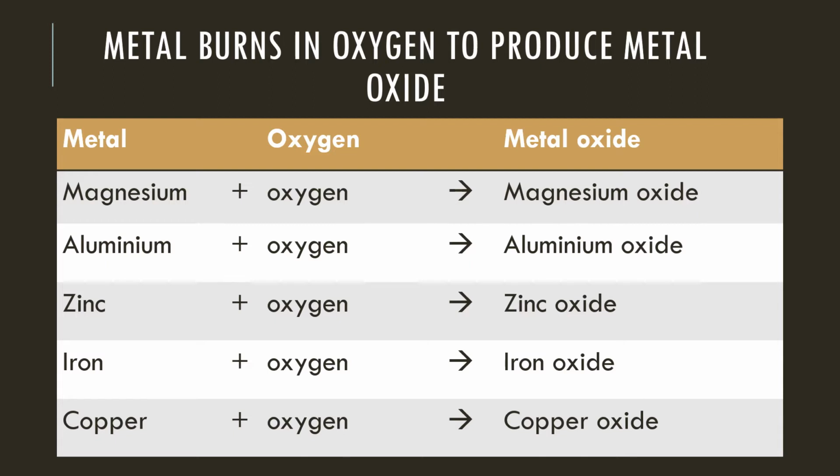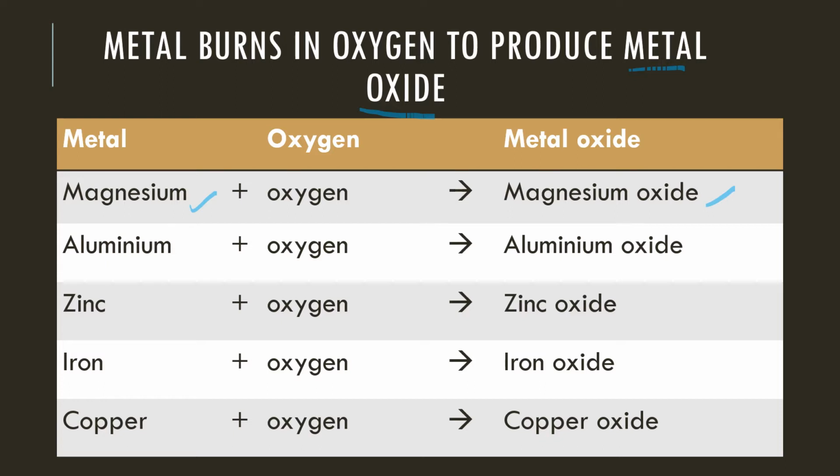Okay, this is how compound is formed. Let's say if we have metal, when metal burns in oxygen, it will produce a compound. The compound produced is metal oxide. For example, if we have magnesium metal, when magnesium burns in oxygen, in air, it will form magnesium oxide. Magnesium oxide is a compound, a new substance formed when magnesium burns in oxygen.